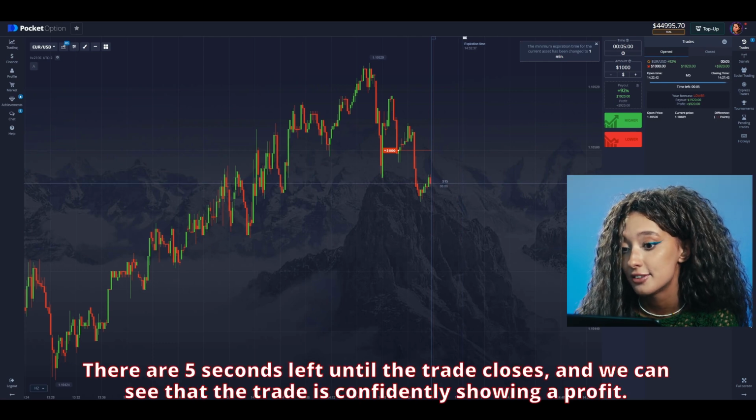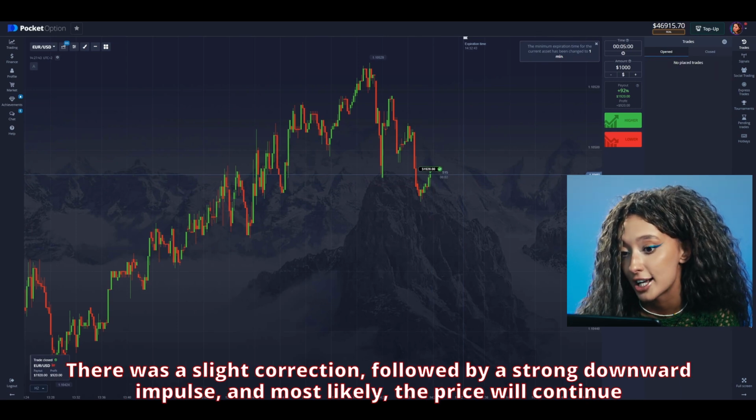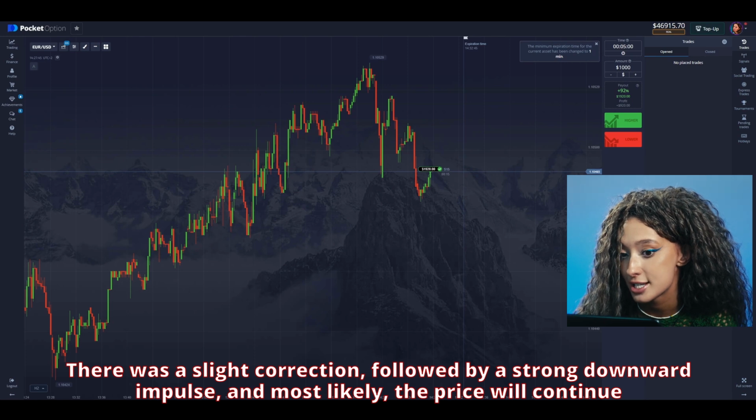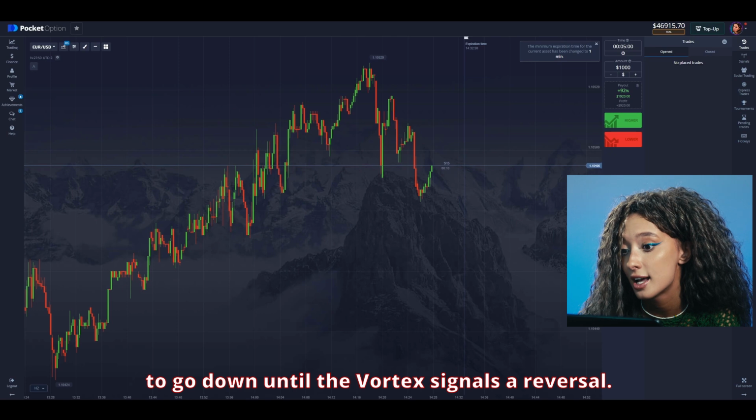There are 5 seconds left until the trade closes, and we can see that the trade is completely showing a profit. There was a slight correction followed by a strong downtrend impulse, and most likely the price will continue to go down until the Vortex signals a reversal.